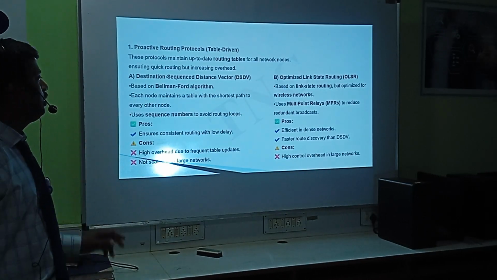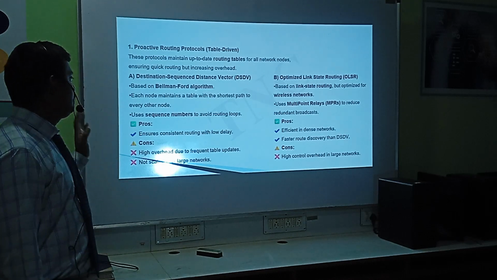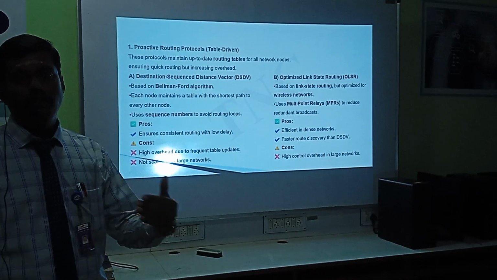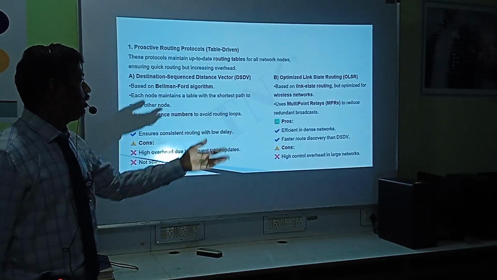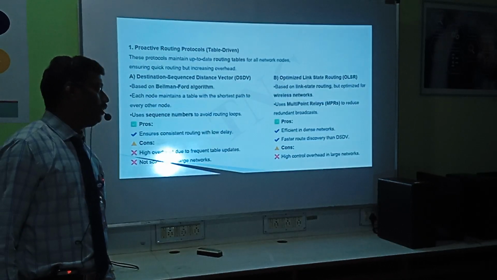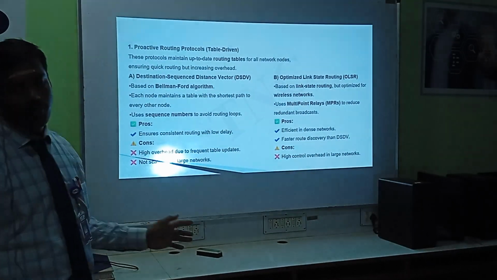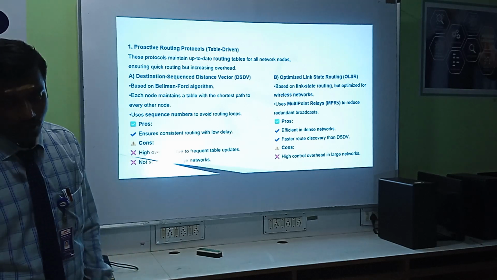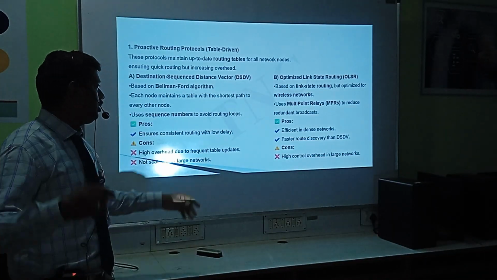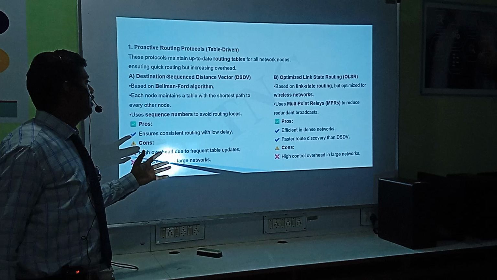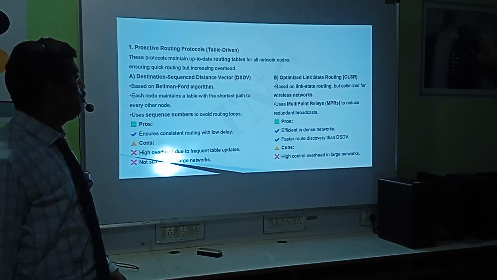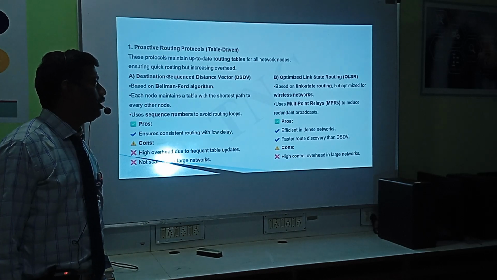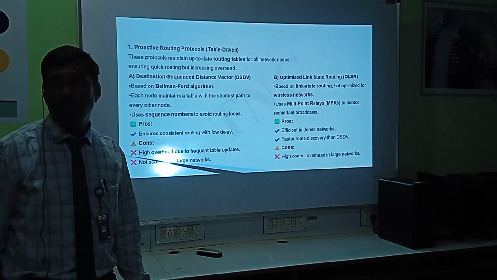When you take Destination Sequenced Distance Vector, each node maintains a table with the shortest path to each of the other nodes. But in the case of the Optimized Link State Routing protocol, it is based on link state routing but optimized for wireless networks. The sequence number in DSDV is used for avoiding routing loops, but OLSR uses multipoint relays to reduce redundant broadcasts.